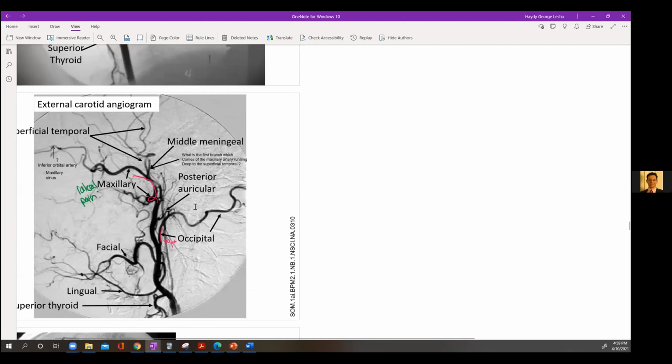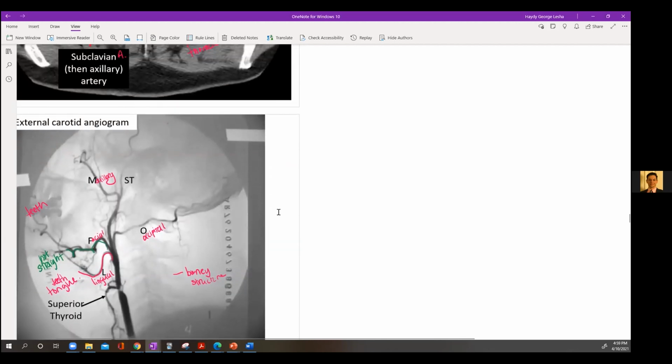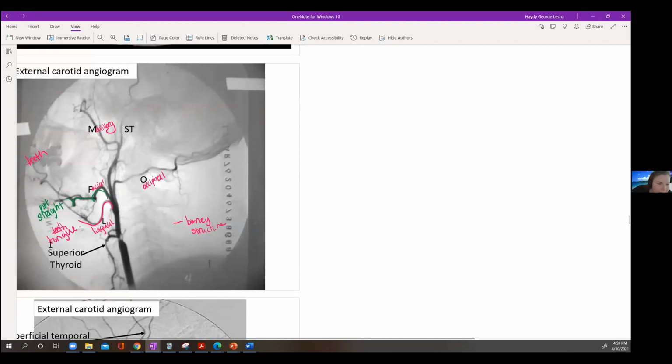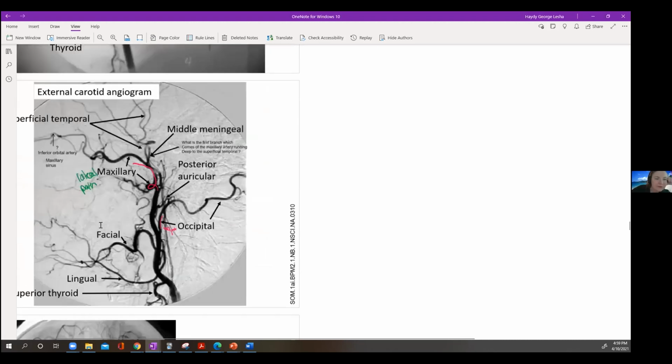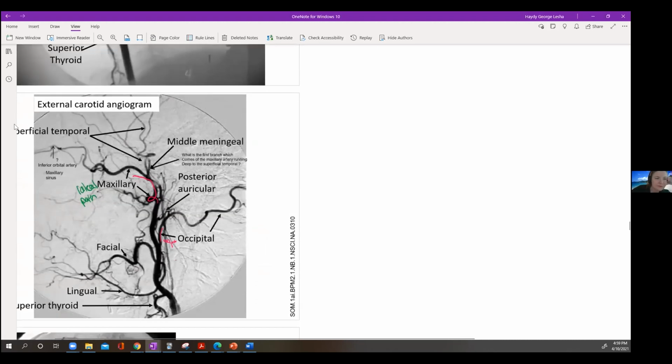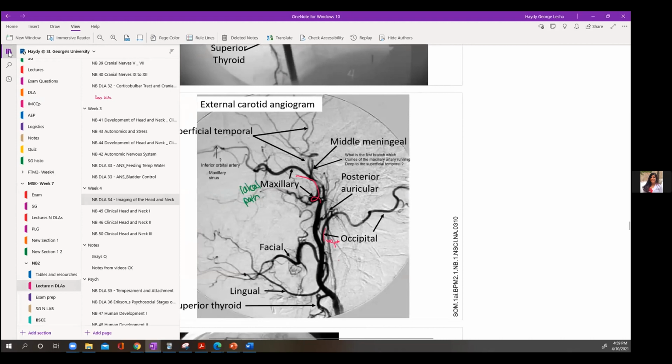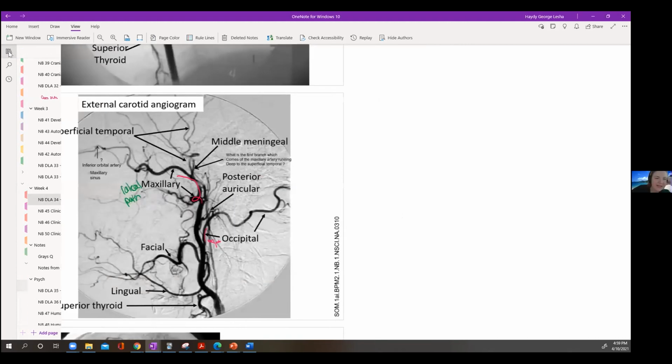What number slides are those from the DLA, if it's telling you? It's not showing, but I can look it up later and put it in the chat. It's 25. Oh, awesome. Thank you. It's DLA 34, imaging of the head and neck.